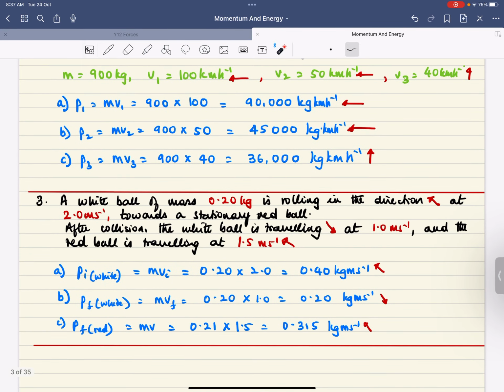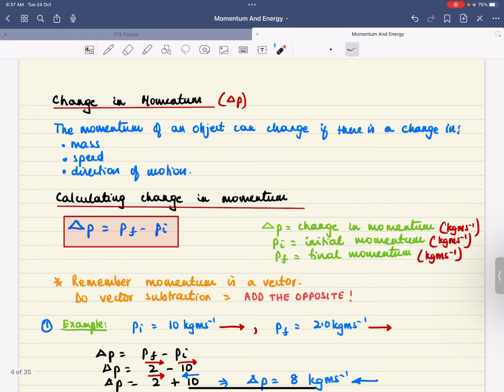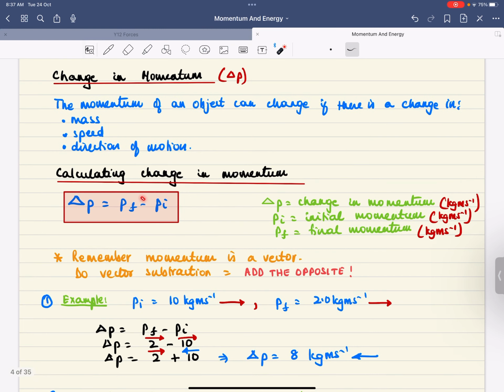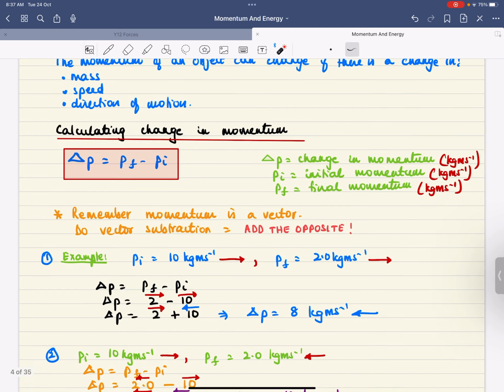Now moving on, why are we learning about momentum? One of the important things is looking at change in momentum. The momentum of an object can change if there is a change in either the mass, the speed, or the direction of motion. So how do we calculate change in momentum? There are loads of ways. One of them is final momentum minus initial momentum. Because momentum is a vector, when we are subtracting we have to use the rules for vector subtraction, which is add the opposite.